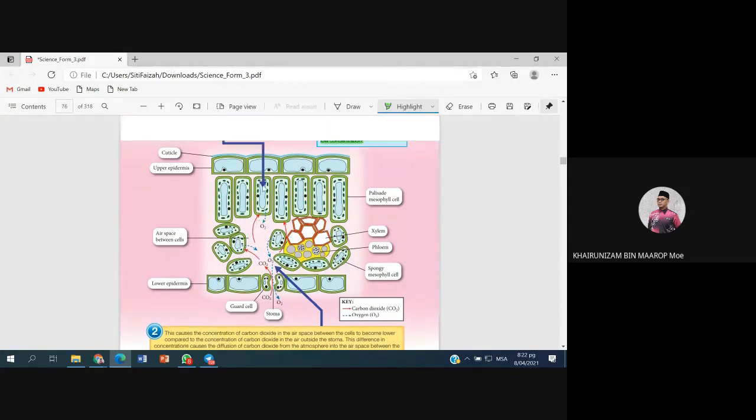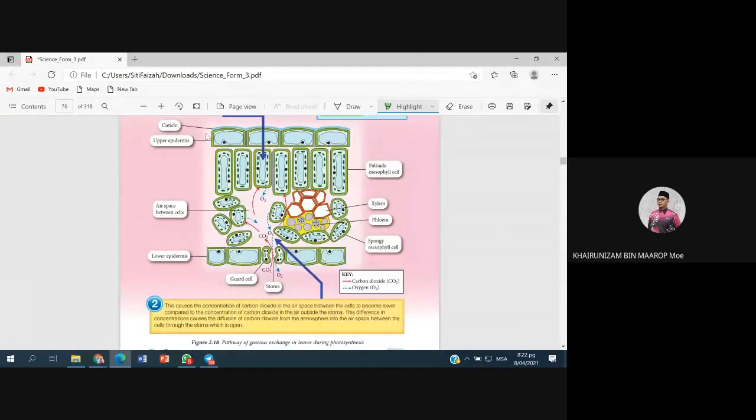Okay, so if you look at this diagram, this is the cuticle. Cuticle is the outer layer of the leaf. This is the upper epidermis, which is one cell thick, and then this is the palisade mesophyll cell. And then this is the air space between cells, and then this is the lower epidermis of the leaf. So ada bahagian atas, ada bahagian bawah.